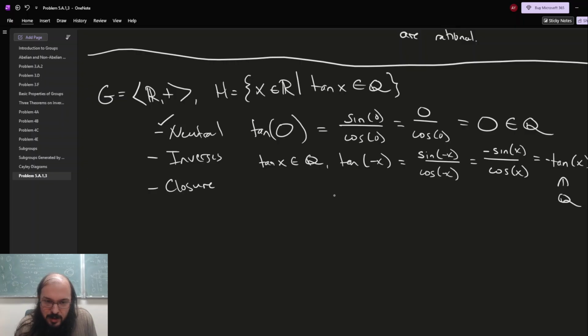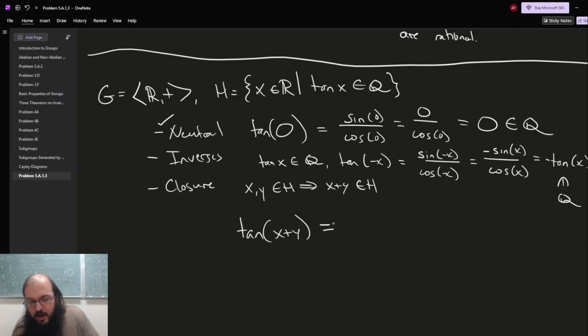Okay, for this last part, we have to say if x and y are in H, then x plus y is in H. So what that means is if x and y are individually numbers whose tangent is rational, is the tangent of x plus y rational? And what can I say? Here we have to remember our angle sum formulas, which I fully admit I would not have known if Pinter didn't print this in the text. But luckily, we're not doing trigonometry here. We're doing abstract algebra. So, Google is a thing.